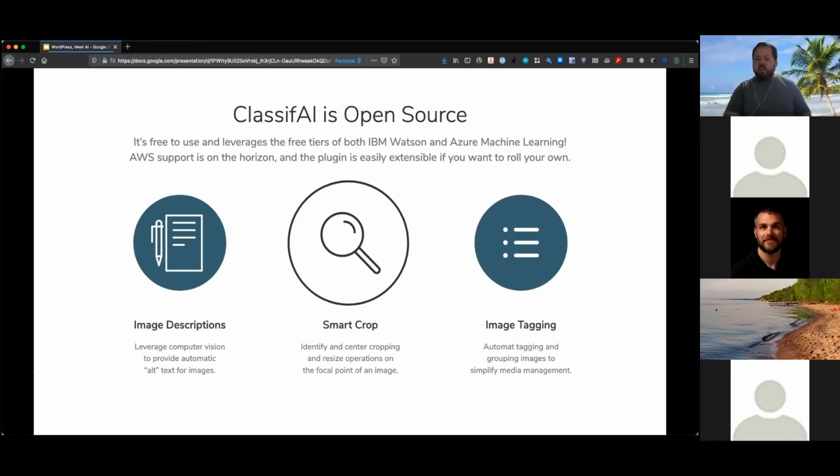Everything is done publicly on GitHub. The entire code base is open, and you can extend it as much as you want. They've already started baking in support for AWS Rekognition as an alternative to Azure Computer Vision. It's just an extension that I haven't experimented with on my own, so I can't talk too much about it today, but the code is there, and it is on the roadmap to have full AWS support as well.